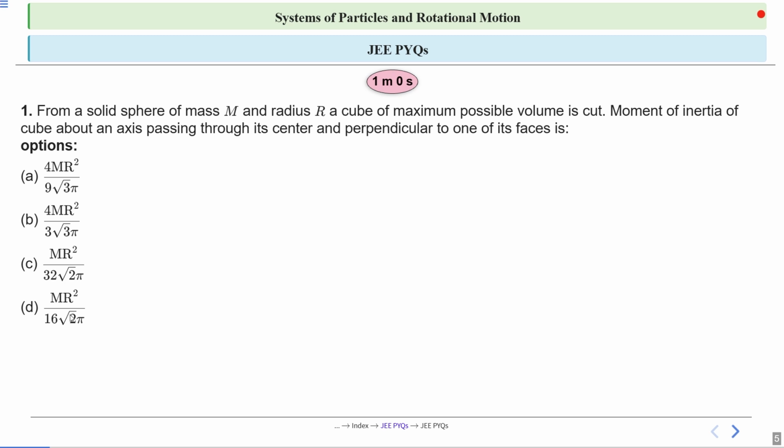The given options: option A is 4mr square divided by 9 root 3 pi. Option B, 4mr square divided by 3 root 3 pi. Option C, mr square divided by 32 root 2 pi. And option D, mr square divided by 16 root 2 pi. Alright, so which option is correct? You have some time to solve this question. Please solve.